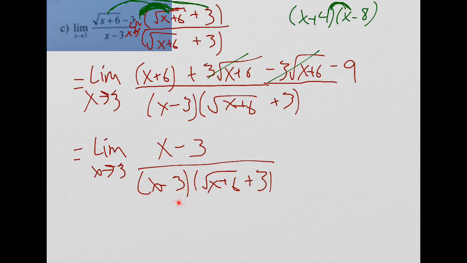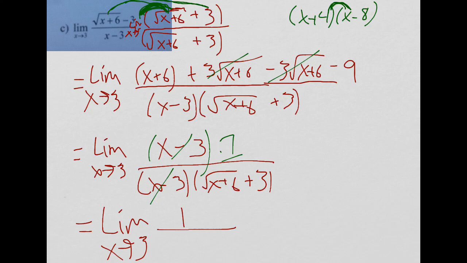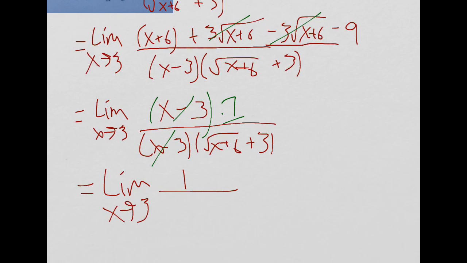Notice x minus 3, x minus 3. Well, they divide each other away. This guy divides out this guy, nothing left. Well, not nothing, one left. So as these cancel, I'm left with a 1 in the top, because that was 1 times that, right? So I get limit as x approaches 3 of 1 over square root x plus 6 plus 3, like that.